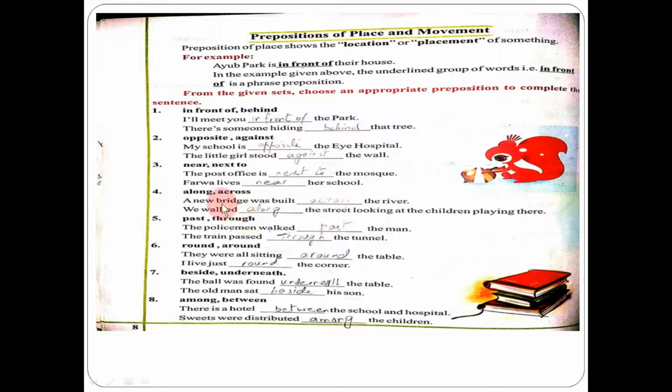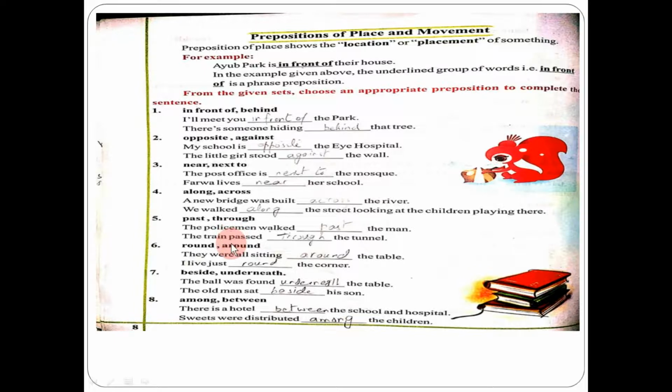Number 5 is past and through. The policeman walked blank the man. The policeman walked past the man. And number 2 is the train passed blank the tunnel. And here you are going to add through. The train passed through the tunnel.